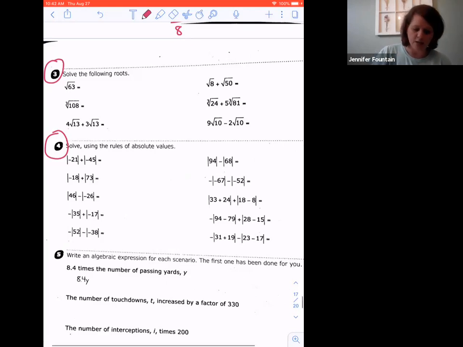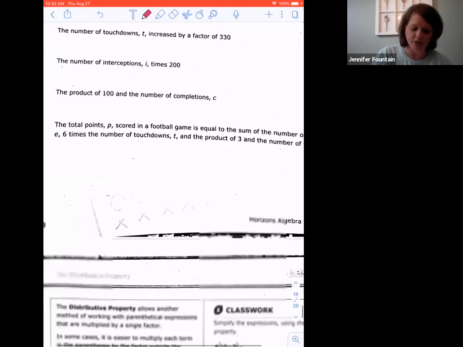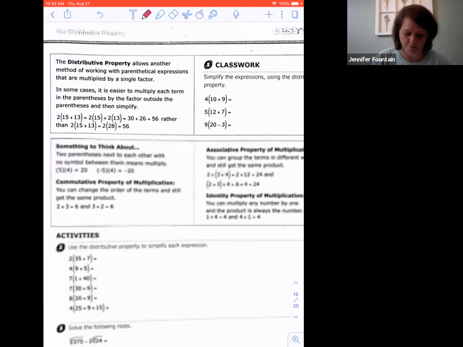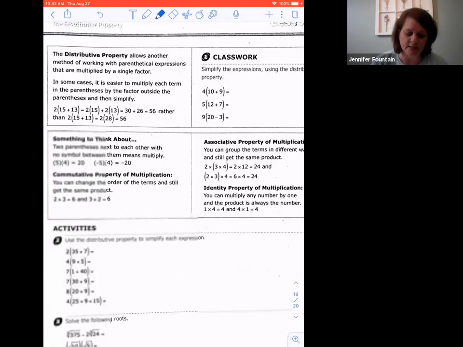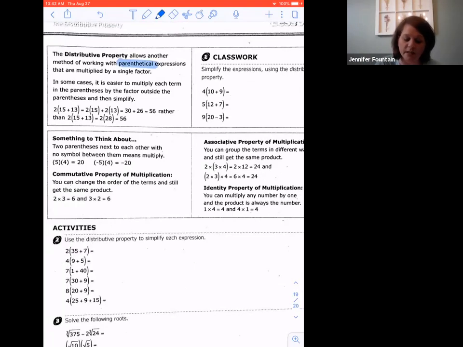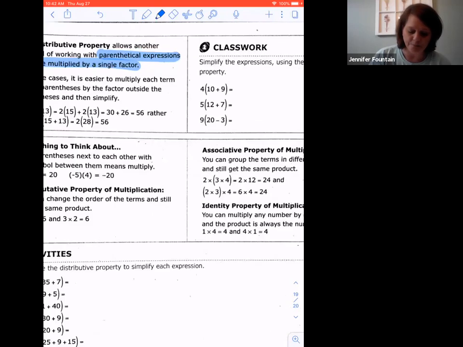Okay, let's look at lesson 10, the distributive property. It says the distributive property allows another method of working with parenthetical expressions. All that means is we've got something in parentheses that is multiplied by a single factor. It says in some cases it is easier to multiply each term in the parentheses by the factor outside the parentheses and then simplify.